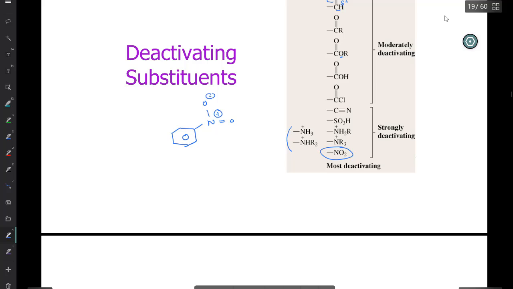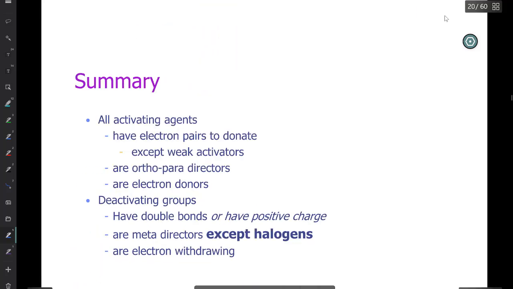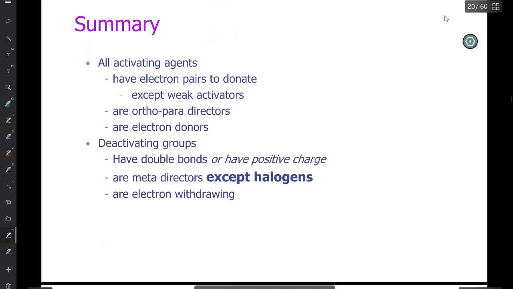And that positive charge plus the electronegativity of the two oxygens makes it the most strongly deactivating substituent on the ring. So, just a summary of activating and deactivating, right? All activating agents have electron pairs to donate, except for the weak activators, are ortho-para directors and are electron donors.